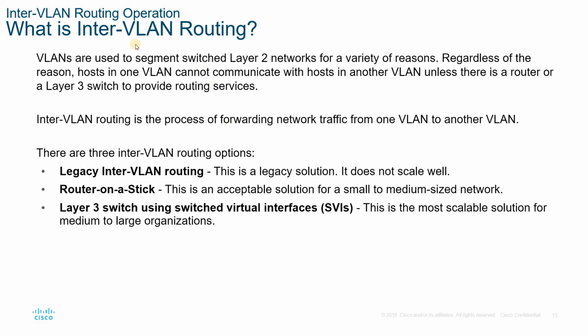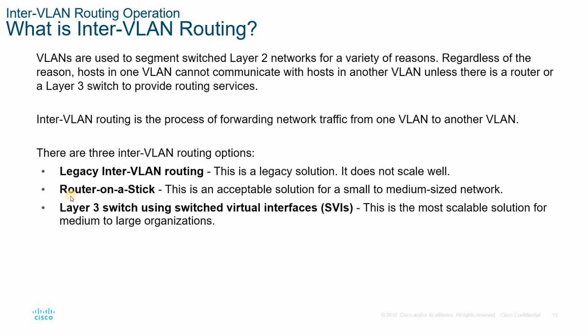So in order for you to do that, okay, you need to implement what we call inter-VLAN routing. Okay, so what exactly is inter-VLAN routing, no? So, sabi dito, inter-VLAN routing is the process of forwarding network traffic from one VLAN to another VLAN. Okay, so it's just pretty straightforward, no? So we have three inter-VLAN routing options. So we have the old legacy inter-VLAN routing. Okay, ito yung luma. So we don't actually use this one anymore.